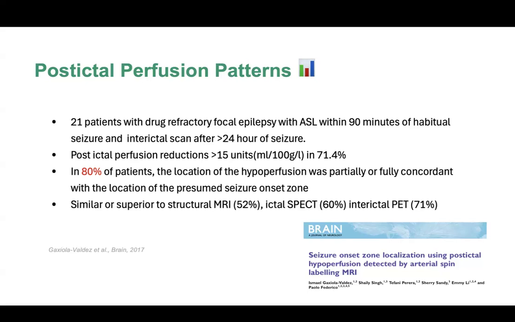And post-ictal perfusion patterns in patients were studied in this study, published in the Brain journal: 21 patients with drug-refractory focal epilepsy, with ASL done within 90 minutes of the seizure and an interictal scan done after 24 hours of the seizure. In this post-ictal perfusion, reductions of more than 15 units were seen in 71.4% of the patients, and 80% of the patients had localized hypoperfusion, the location of which was partially or completely concordant with the presumed seizure onset zone.